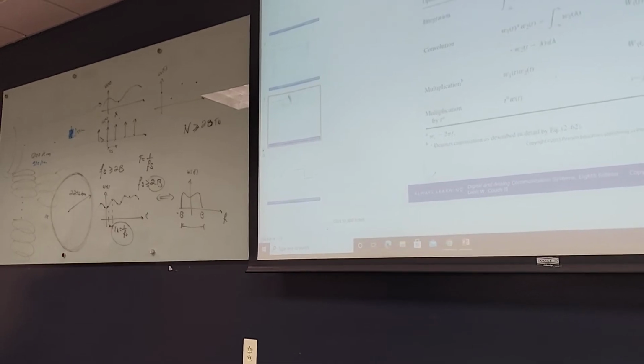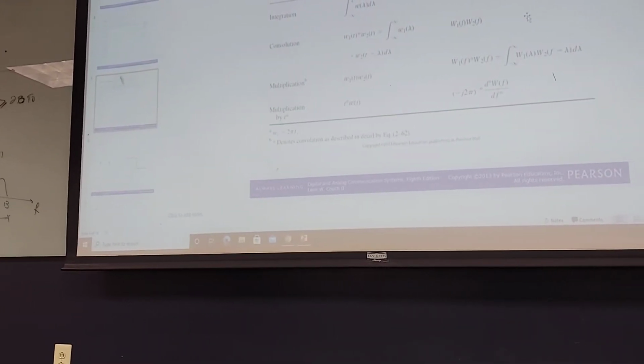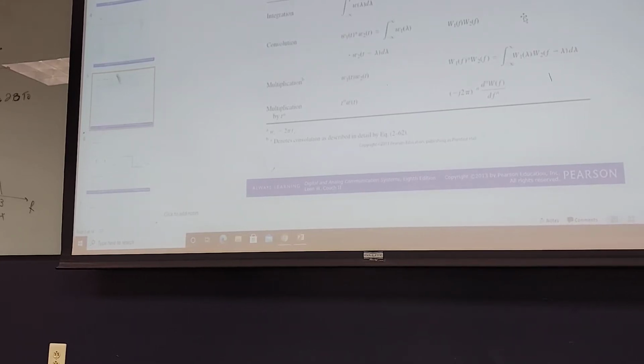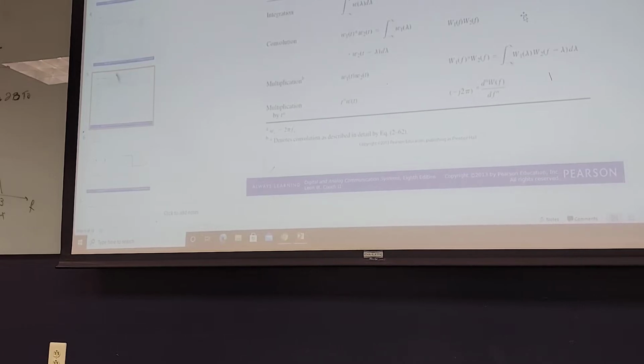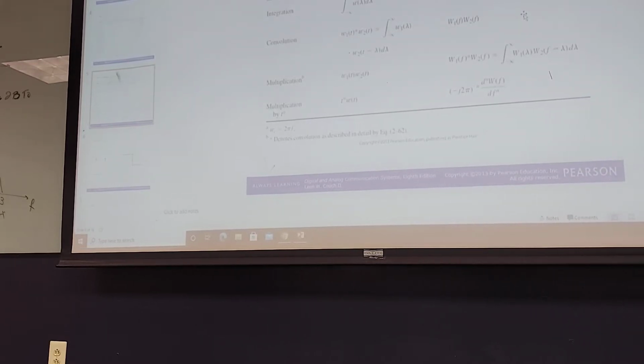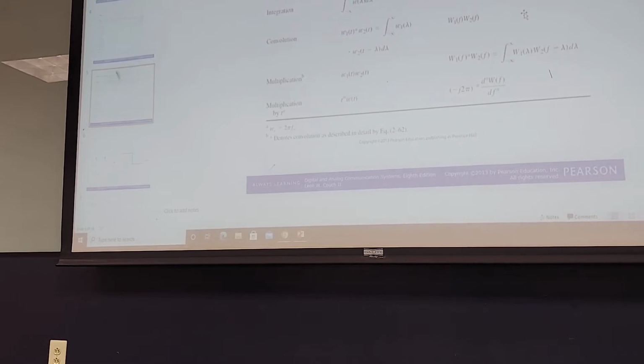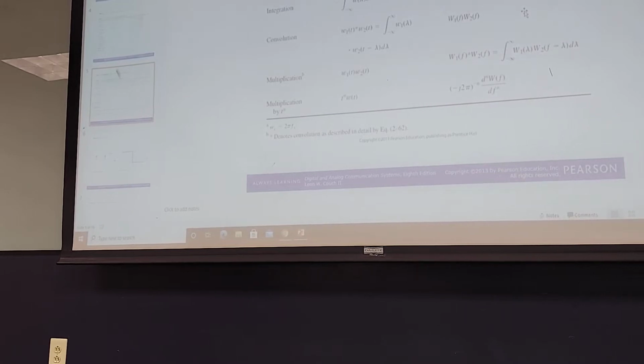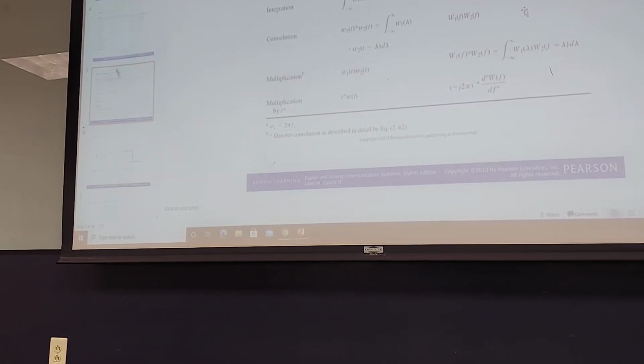Okay, so the convolution theorem. If you have one time function and you take the convolution product with another function, the Fourier transform is the Fourier transform of the first function times the Fourier transform of the second function. Okay? So this is the Fourier transform.